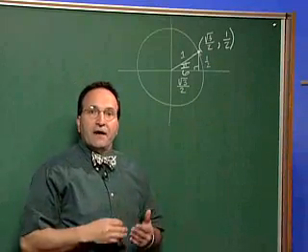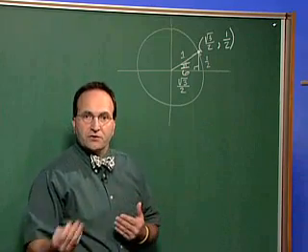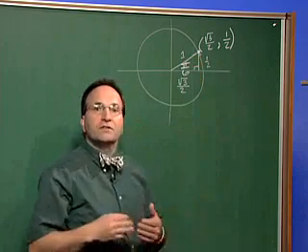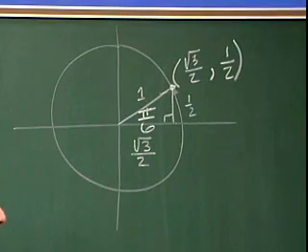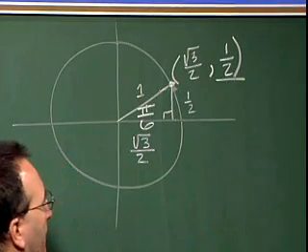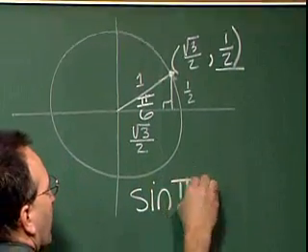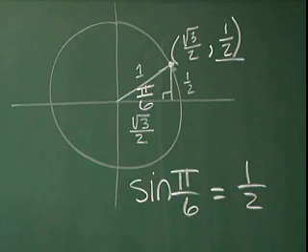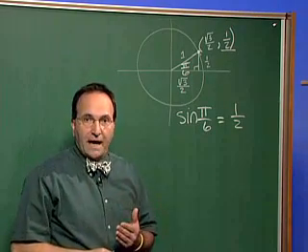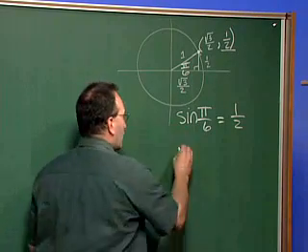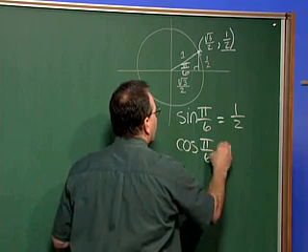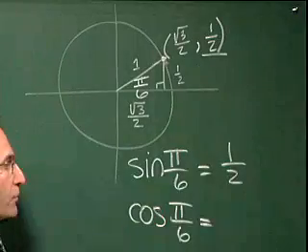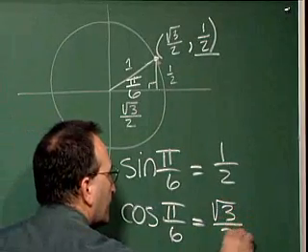So now, if I use my definitions that we just looked at, for instance, that the sine of this angle pi over 6, as measured in radians, would be equal to the y value. So I know sine pi over 6 is equal to 1/2. I can now find all of my other trig functions, for instance, cosine pi over 6. That's going to be equal to the x value. The x value is square root of 3 over 2, so square root of 3 over 2.